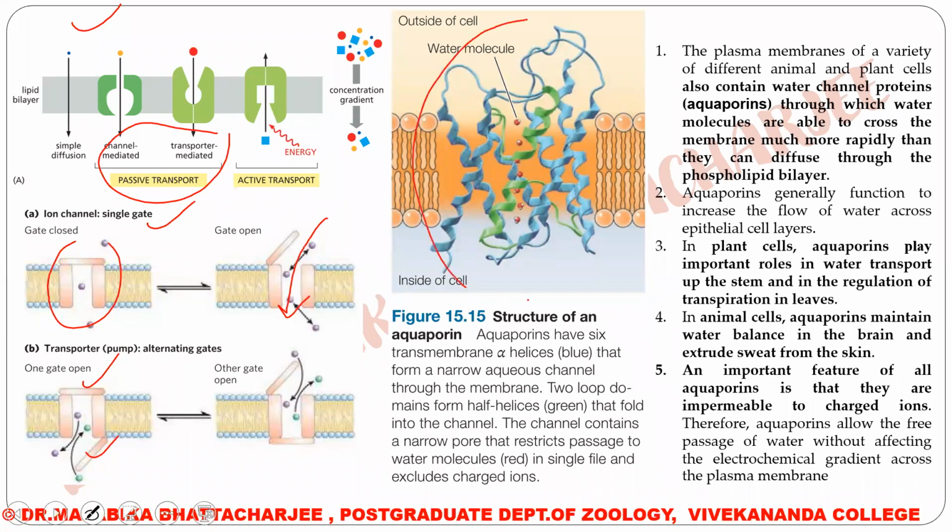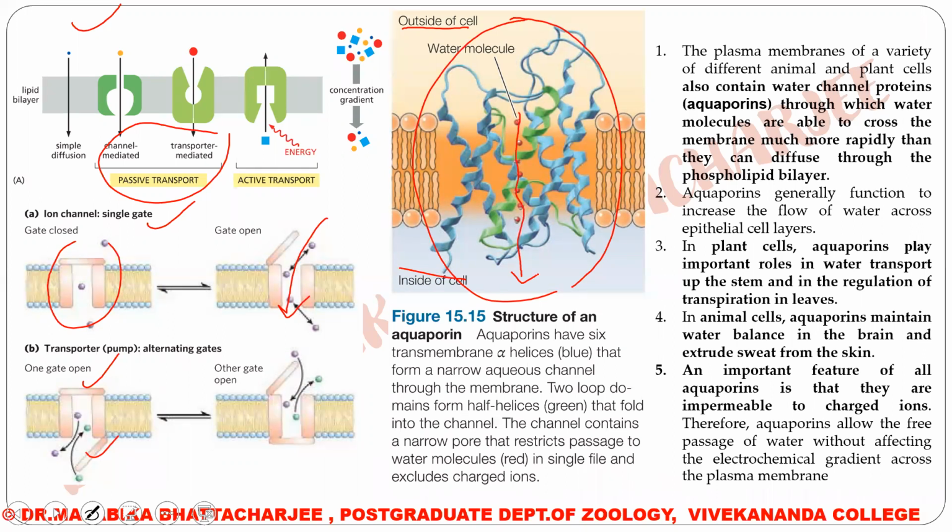Now, this structure is the structure of an aquaporin. You can see this is the inside of the cell, this is the outside of the cell. You can see the small water molecules moving through this aquaporin. These are channel proteins, and they facilitate the movement of water molecules across the bilayer. In plants specifically, aquaporins play an important role in water transport up the stem and the regulation of transpiration in leaves. You are aware of the phenomenon of transpiration, so not getting into that.